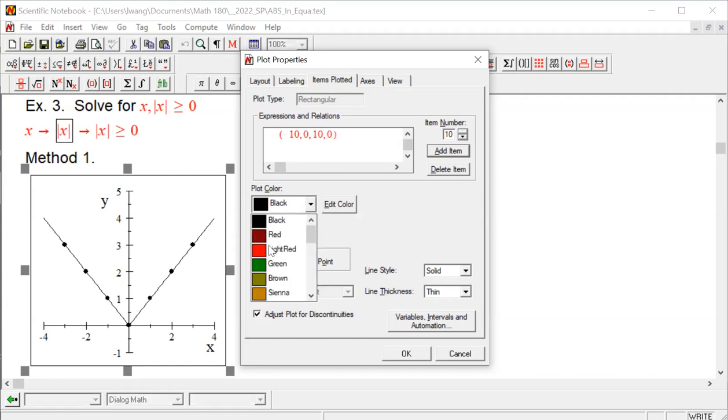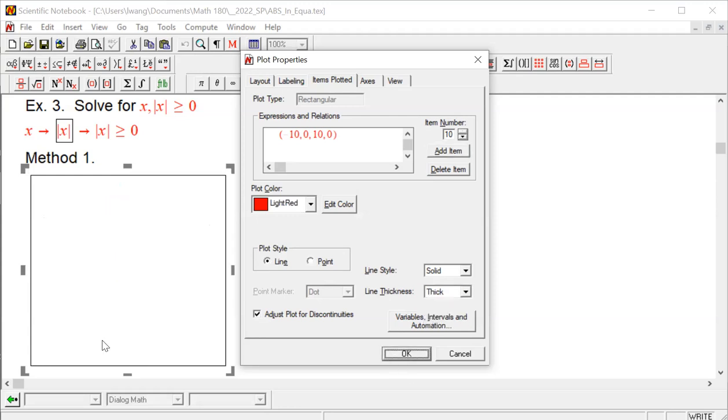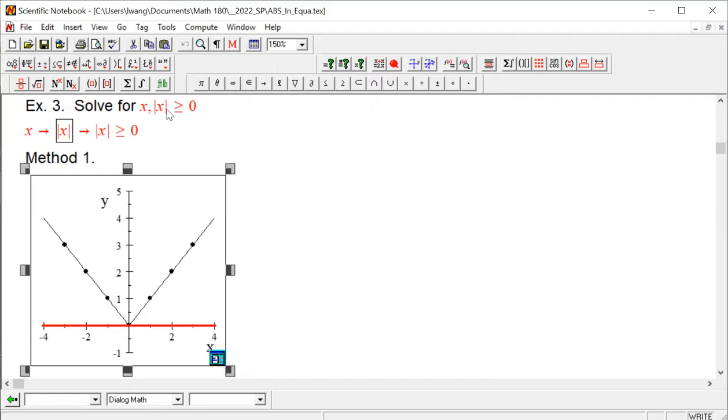I'm going to draw that. This means every single input in the domain of the absolute value of x and its output, which are these vertical lines we just drew. Every input greater than 0, the output is greater than 0. That input is 0, the output is 0. Does that make sense?